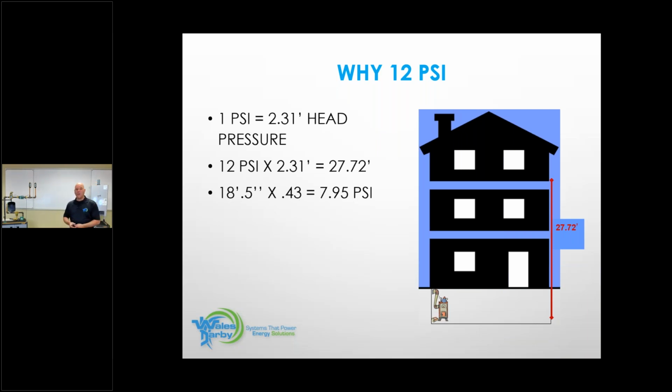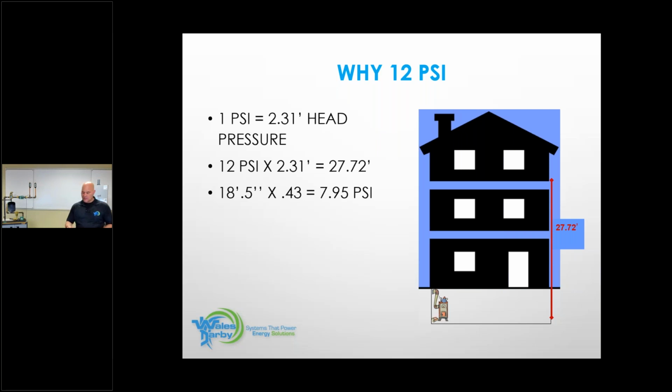A lot of guys didn't know why or how that number, why is everything set at 12 psi? This explains why. We can get from our boiler plant in the basement to the second floor, no problem. So 18.5 times 0.43. So 0.43, that's going to be a multiplier you can use.